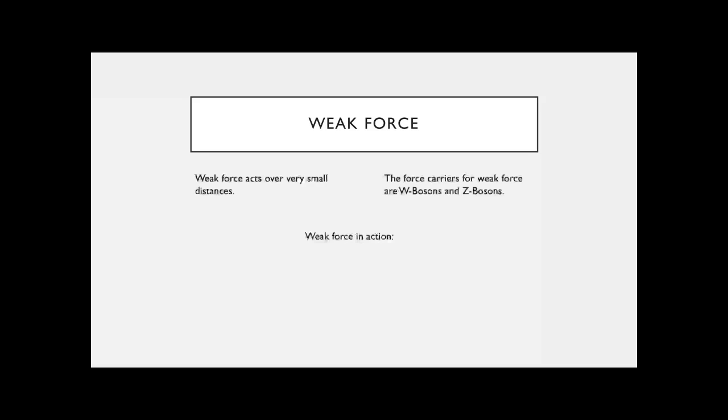To understand how the weak force works, let's see it in action. Here is a neutron and a neutrino. A neutron contains 2 down quarks and 1 up quark, and a neutrino contains a positively charged W boson. If the two get close enough to interact, the positive charged W boson will go to the neutron. This is the weak force.